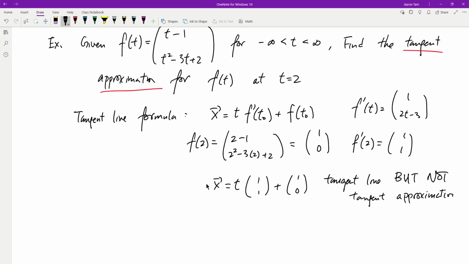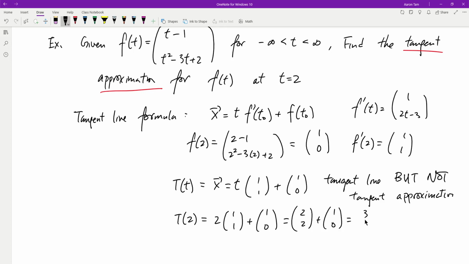So let's see what happened here. I'm going to call this T of t, I guess. That's my tangent approximation, or claimed tangent approximation. Notice what happens if I plug in 2. Notice that T of 2 does not equal f of 2. That's the problem. That's why it is not a tangent approximation. Some of you probably already noticed the reason why. The reason is because of this parameter.